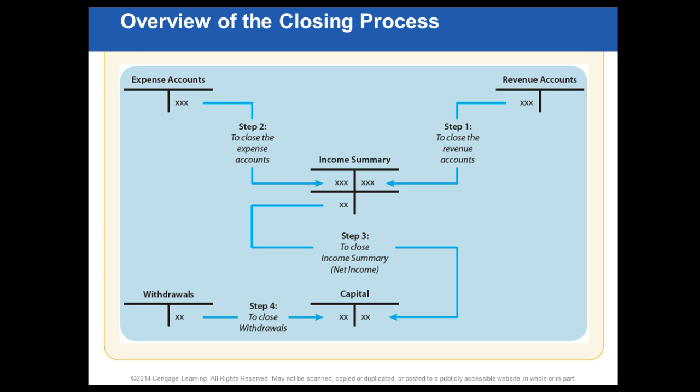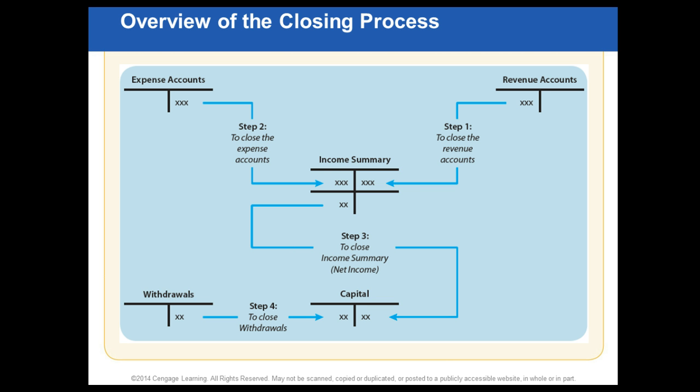If you look here, we know expenses always have a normal debit balance. But to zero out the expense account, we're going to credit it. And that's going to zero it out. We never zero out assets or liabilities. They stay current from each year.